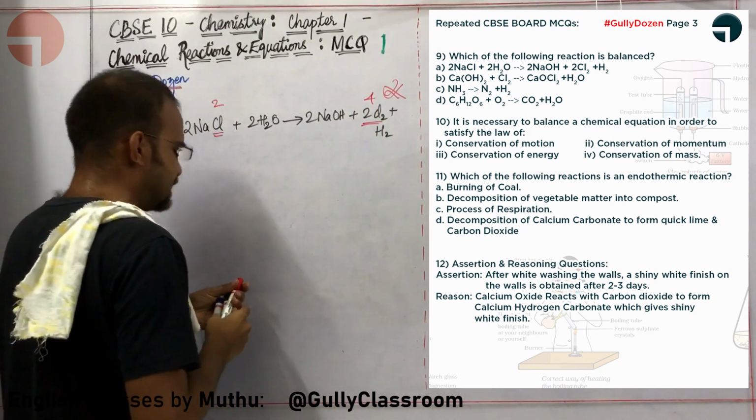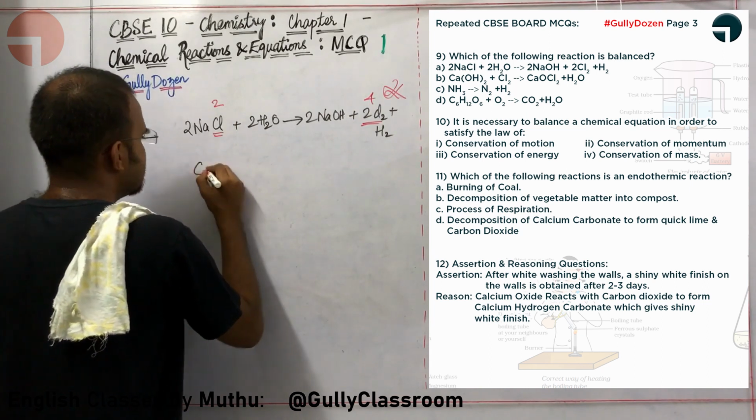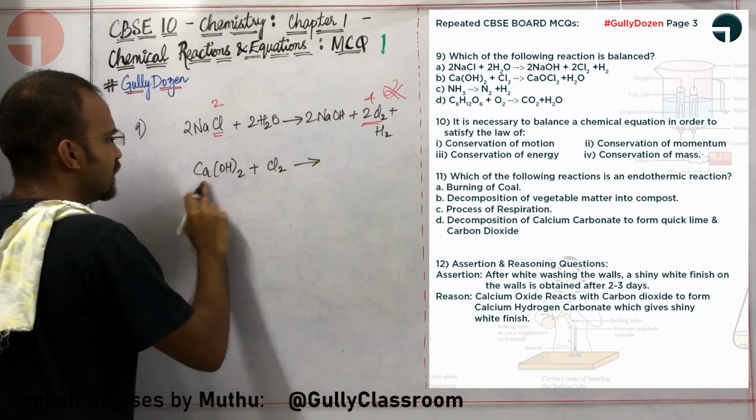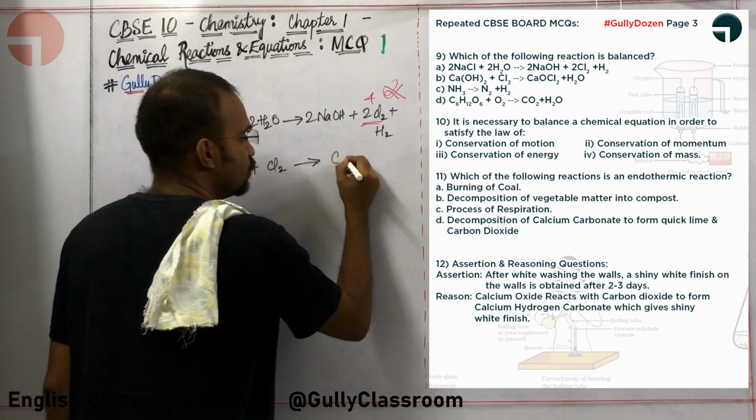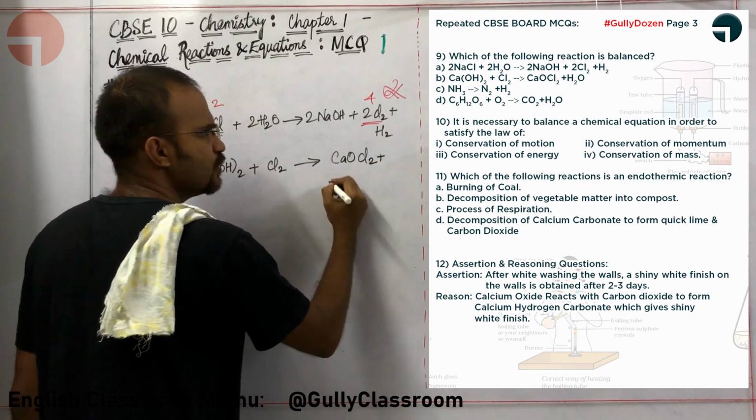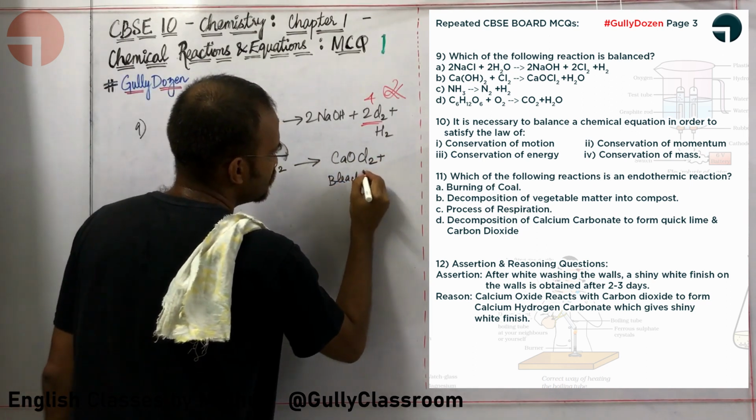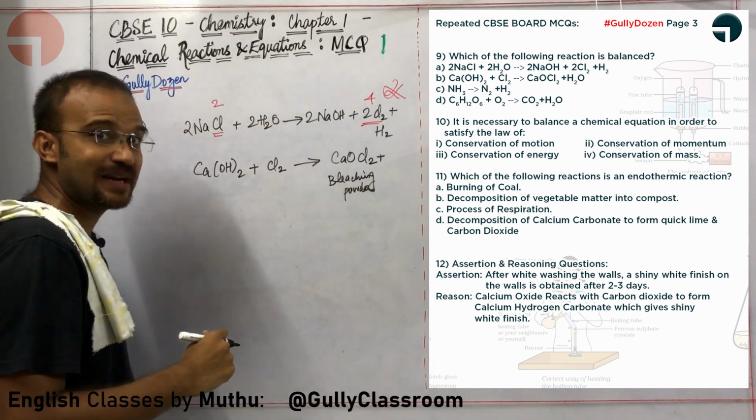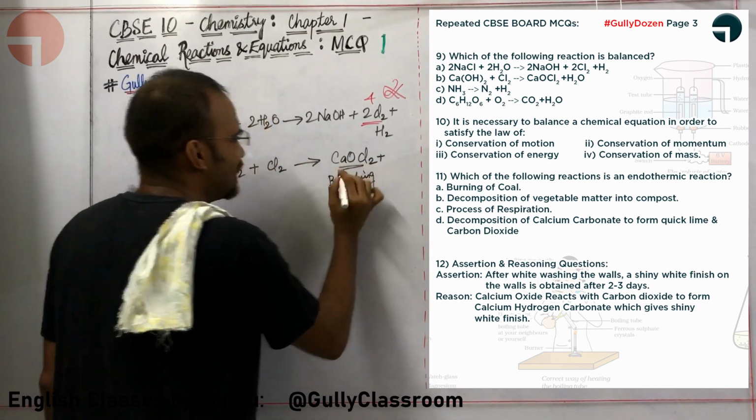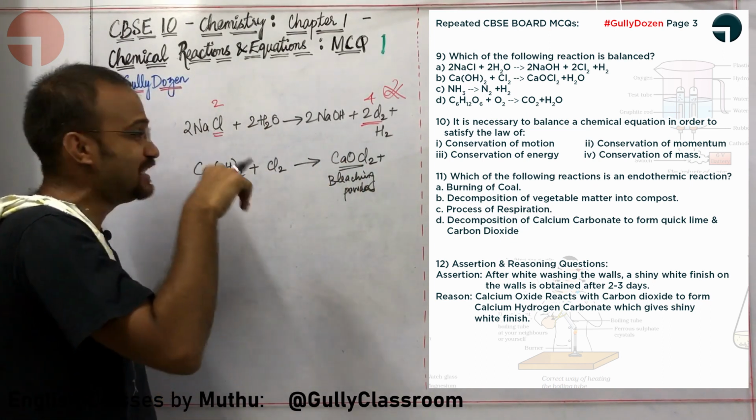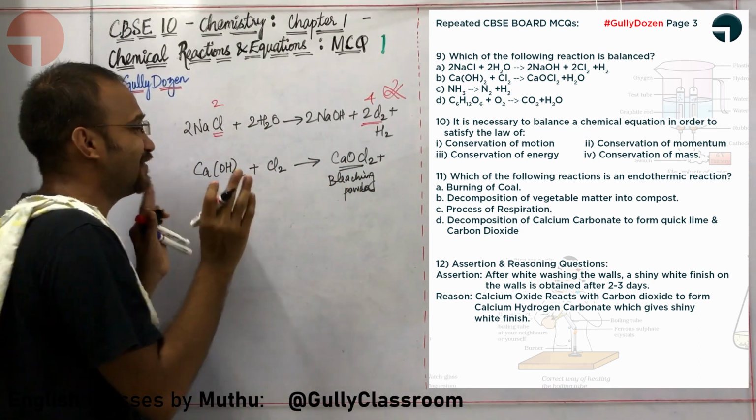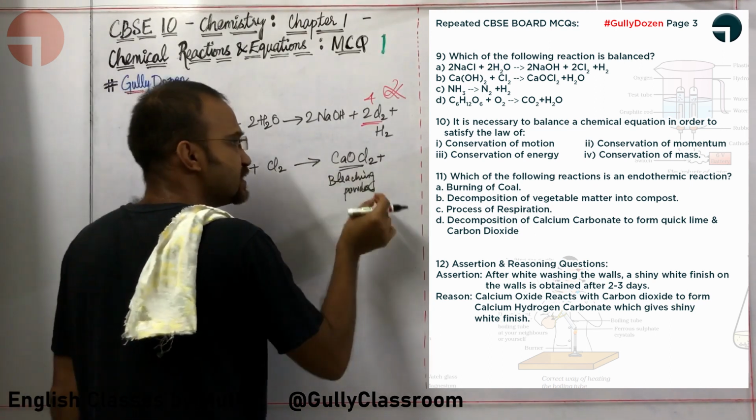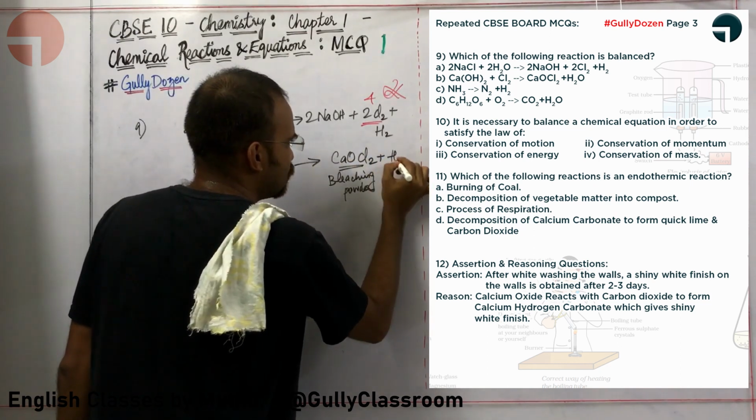Okay, let us go for the second equation. The second equation is Ca(OH)2 plus Cl2. So slaked lime, you are putting it with chlorine. You are getting CaOCl2. What is CaOCl2? CaOCl2 is bleaching powder. Do you remember? We studied about bleaching powder in the chapter acids, bases and salts. If you want to study about bleaching powder, simply type bleaching powder and Gully classroom. You will get our lecture on bleaching powder. So Ca(OH)2 plus Cl2 will give me CaOCl2, which is bleaching powder, plus H2O.